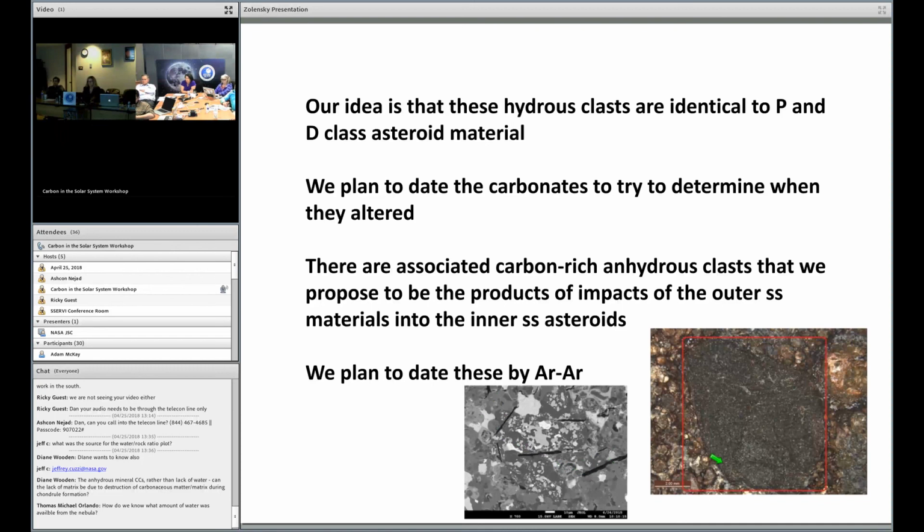And there's up to 3 weight percent carbon in some of these clasts in graphite. These are impacts of very carbon-rich material into these same S-class asteroids. So we're going to try to date these by argon dating to find out if these are really the recent impacts into the S-class asteroids, or if they could in fact be from an earlier epoch in solar system history, perhaps even dating the time of giant planet migration, if you believe that model.